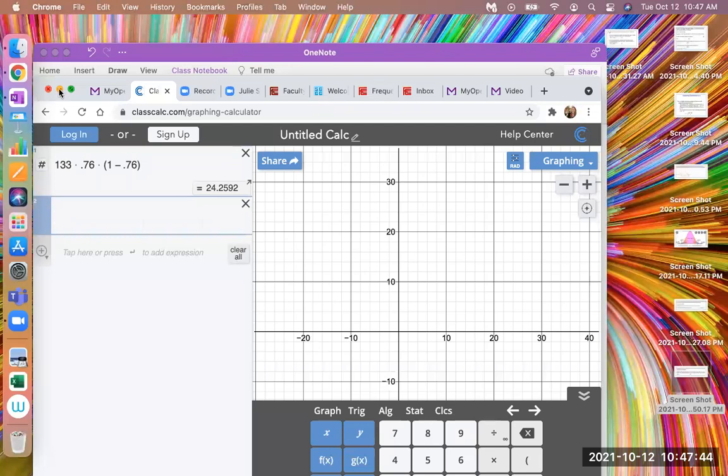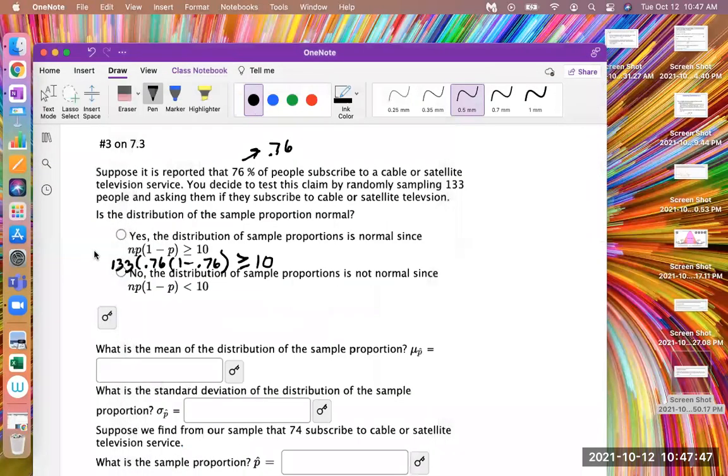So let's go back and plug that in. I multiplied all that out. It is approximately 24, which is greater than or equal to 10. That is a true statement, so it is normally distributed. That's good news. So we're going to say yes, the distribution of the sample proportion is normal, since when we plugged in n times p times 1 minus p, it was greater than 10. So this is our answer to part A.